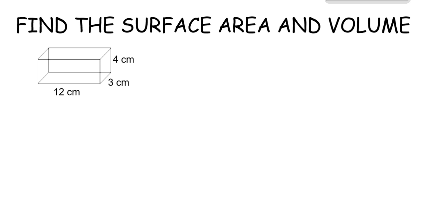So in this tutorial, we are going to review how to find the surface area and volume of various three-dimensional shapes. And we're going to begin with a rectangular prism. And we're going to start with volume.